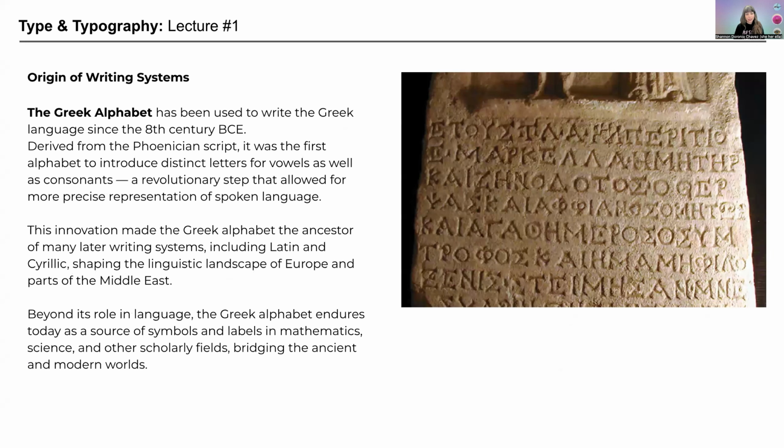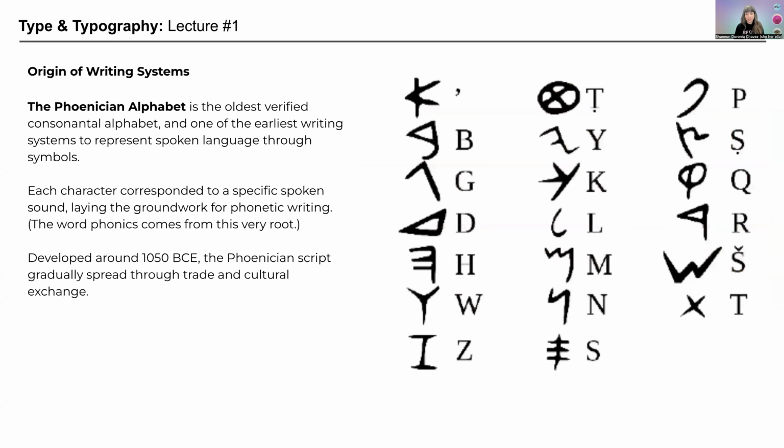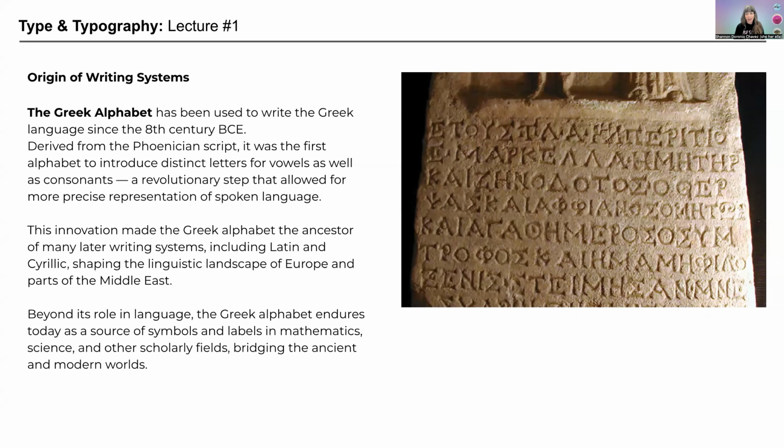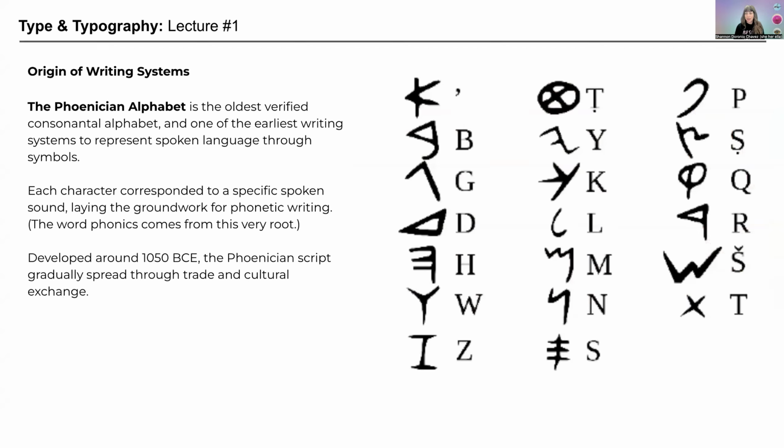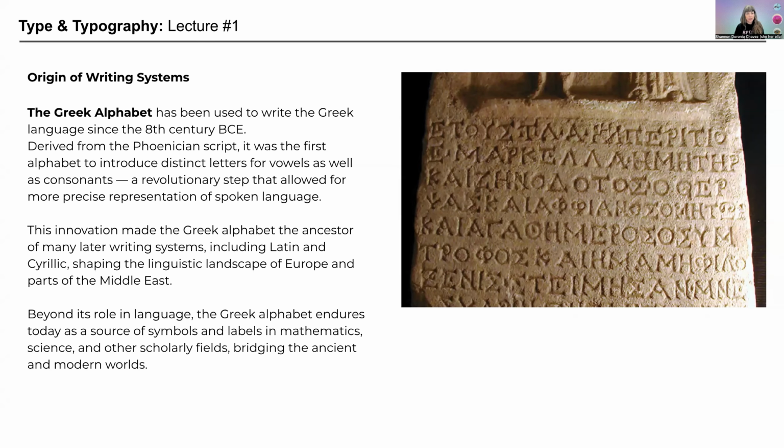The Greek alphabet has been used to write the Greek language since the 8th century BCE. It is derived from Phoenician script, and it was the first alphabet to introduce distinct letters for vowels as well as consonants. The revolutionary step that allowed for more precise representation of spoken language. So you'll notice the difference between Phoenician alphabet and Greek alphabet is the introduction of vowels. This is an incomplete version of our current alphabet. The Greek alphabet gets us closer.